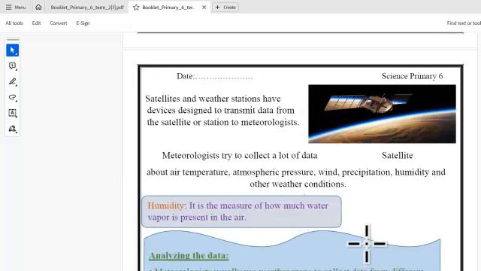Satellites and weather stations have devices designed to transmit data to meteorologists. Meteorologists try to collect a lot of data about air temperature, atmospheric pressure, winds, precipitation, humidity, and other weather conditions. Humidity is the measure of how much water vapor is present in the air.